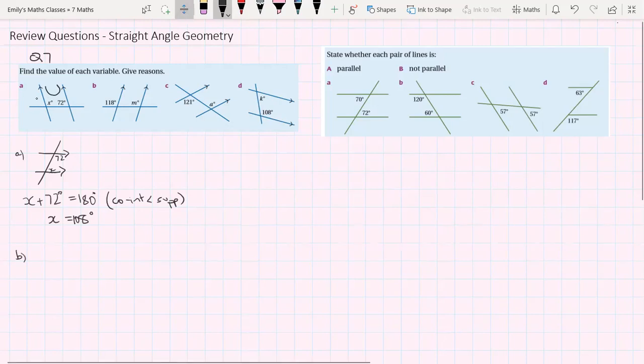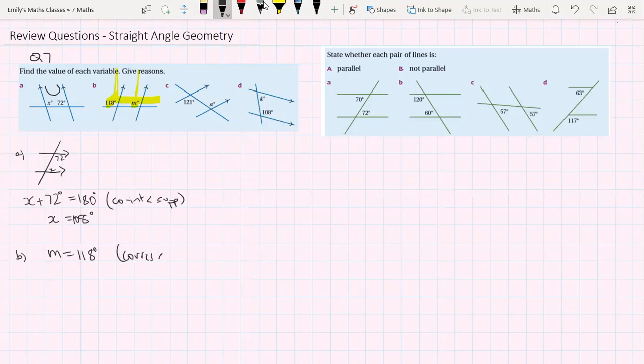You've got to look at B and you go, okay, let's have a think about it. Where are the angles? So I've got one angle here, I've got one angle here. I need to sort of look at it sideways. This is what some people might call the F angles. That means they are corresponding. So if you look at question B, M equals 118 degrees, and corresponding angles are equal in parallel lines. So you just put a little reason, corresponding, with it.